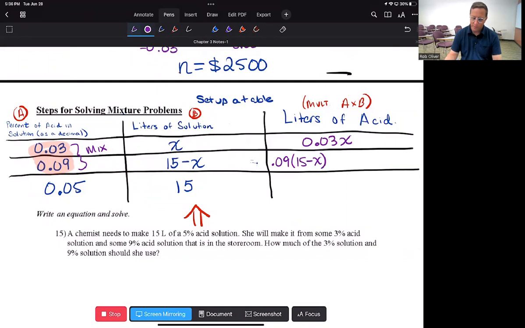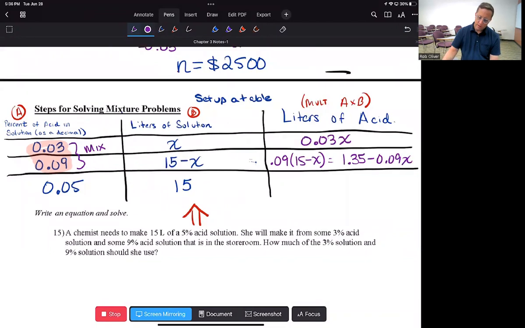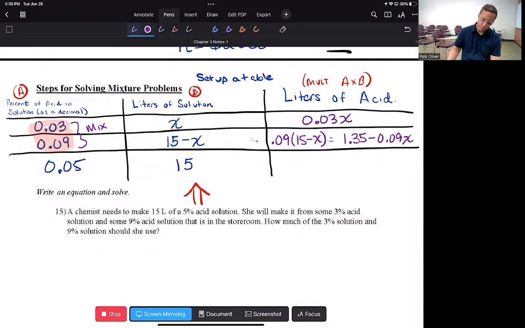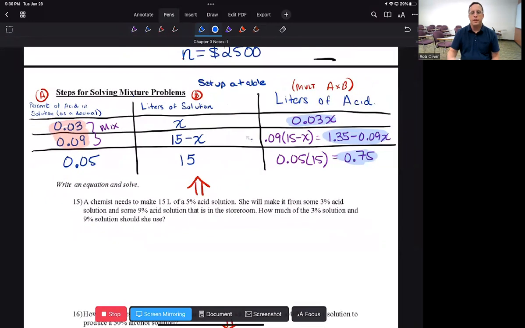Let's go ahead and just do that now. So you got, that's going to be 1.35. And for this one, we're going to do 0.05 times 15. And there's the numbers that we have to worry about. Some of them are expressions, actually, but that's what we're going to do. All right, so that's how we set up the table for that one.